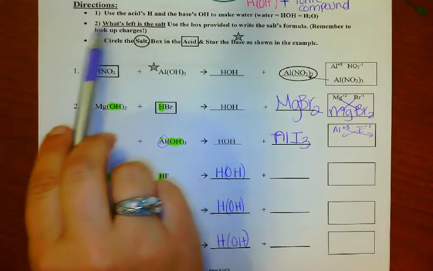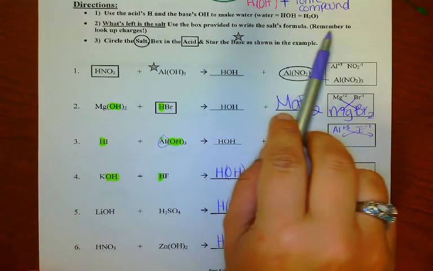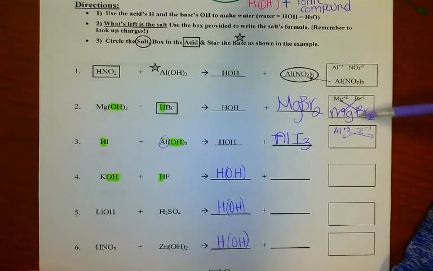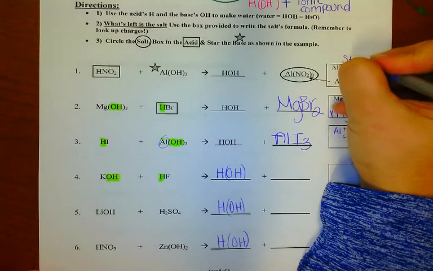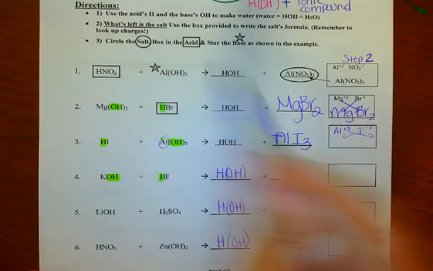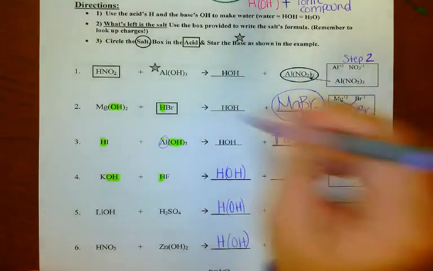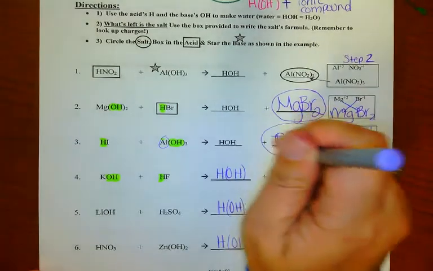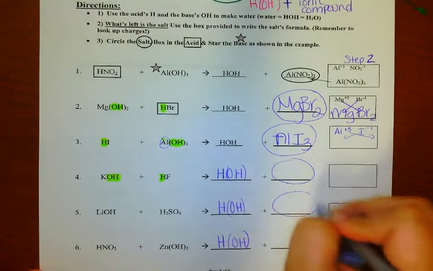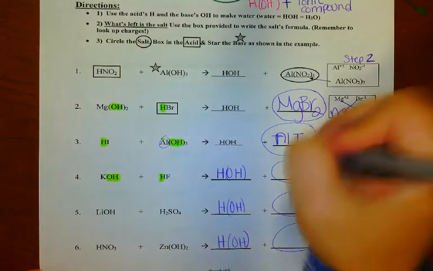Now it does say what's left is the salt. Use the box provided to write the salt's formula. This is what we're doing here. We look up the charges, we crisscross. So this is step 2, what I've shown you here. Circle the salt. So every time you take the leftovers and join them, that is called the salt. You extract the water here, the leftover is the salt. So we circle the salt, which in theory, if you set up water as that first one, whatever's over here on the right as a product will be your salt.